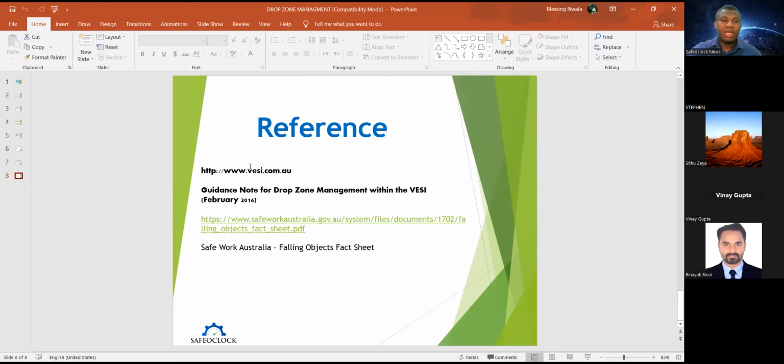Okay. Now, there is no legal requirement that is supporting this drop zone establishment so far. But as a reference, we have a SafeWork Australia falling object fact sheet.